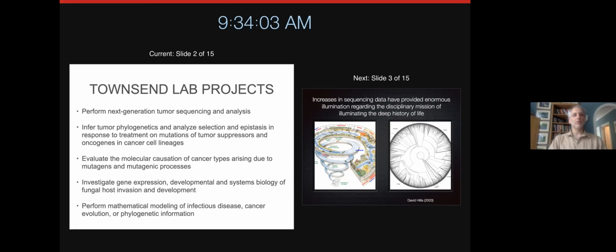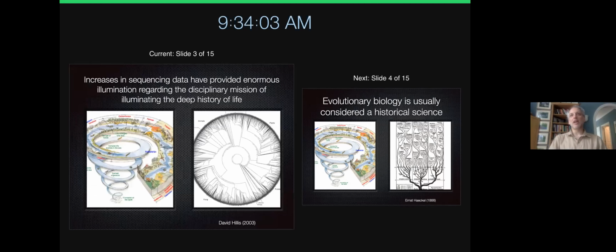Let me give you more of a big overview now, which is that sequencing data has provided an enormous amount of understanding of the deep history of life. A lot of it was gathered for medical reasons, but what we get is a lot of genome sequences from many organisms. We can then use those genome sequences to understand how organisms are related and how they evolve. Now we have a really great understanding of the deep history of life. But I want to emphasize that evolutionary biology is usually considered a historical science where you understand the deep history of life.